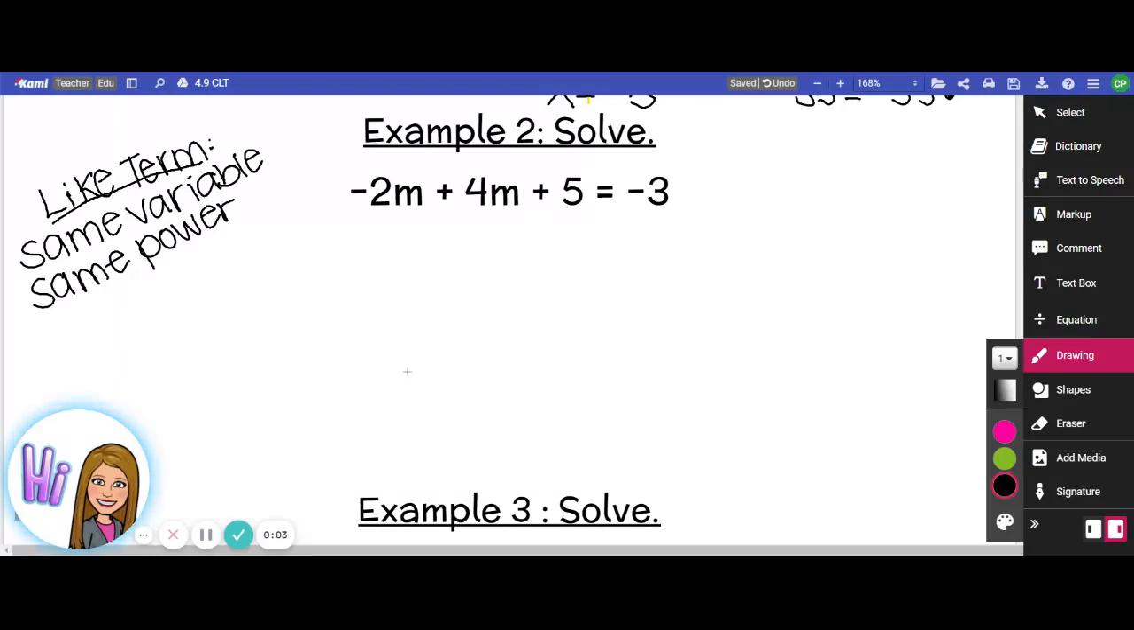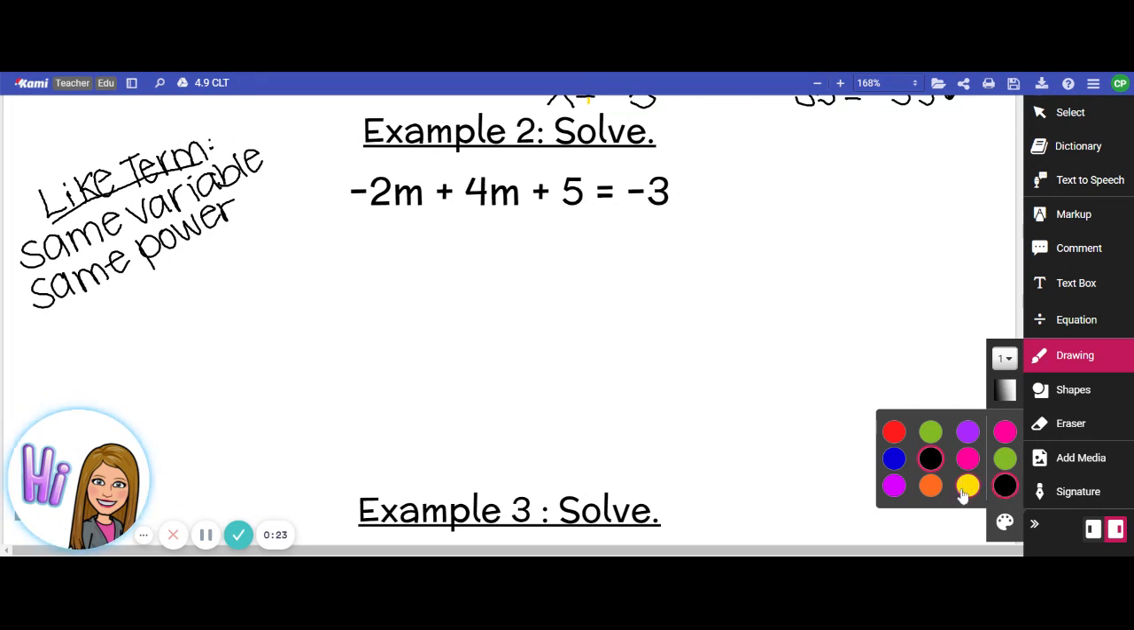Okay, welcome back to example number 2. We're going to solve this one the exact same way that we solved the last one. So we are going to identify our like terms, and then we're going to go through and solve the problem. But then once we get our answer, we're going to go back and plug it in to make sure that we've got the answer correct.